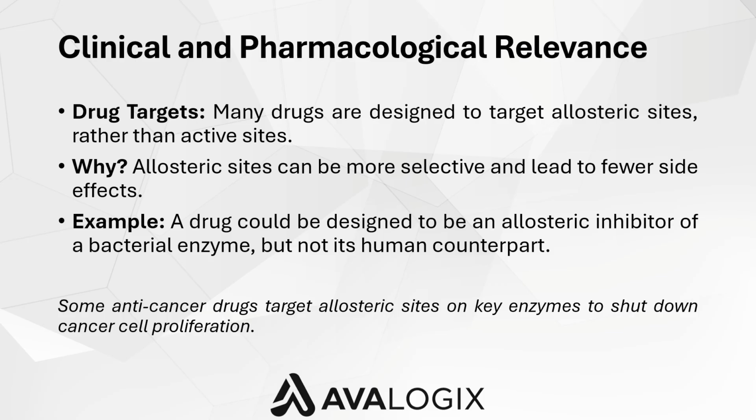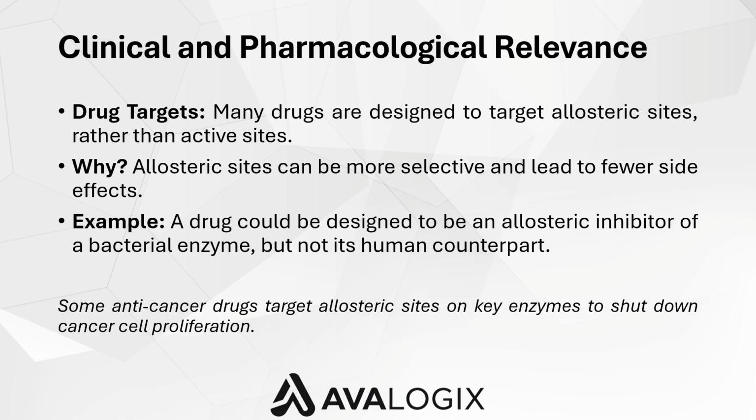First, allosteric sites are often less conserved across different species than active sites. This means a drug can be designed to be a highly selective allosteric inhibitor for a specific bacterial or viral enzyme, for instance, without affecting its human counterpart. This specificity leads to fewer off-target effects and, therefore, fewer side effects.